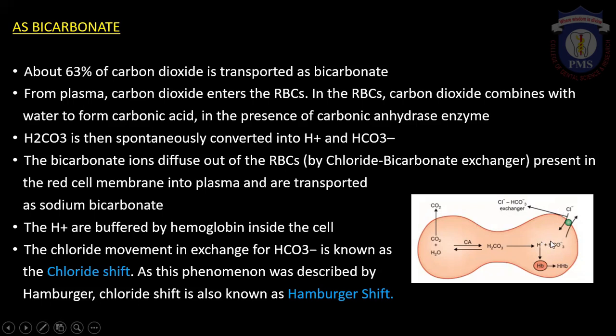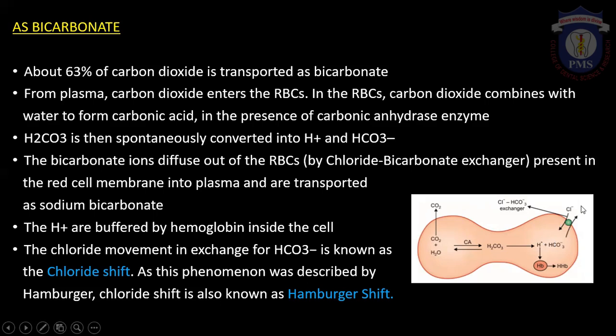So this bicarbonate is transported into the plasma through an exchanger which is present in the membrane of the RBC called the chloride bicarbonate exchanger. The chloride bicarbonate exchanger that is present in the RBC membrane will help in the efflux of bicarbonate into the plasma in response to the influx of chloride into the RBC. Okay, so this bicarbonate is eliminated from the RBC into the plasma through this pump. Finally, the bicarbonate reaches the plasma.